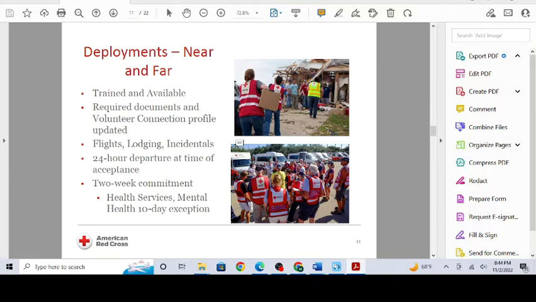The American Red Cross is very kind to have people volunteer. In other words, we're very happy that people are willing to spend their free time and energy to volunteer to help out with the disaster. We are not, however, expecting people to pay to arrive at the disaster location. So the flights, the lodging, and incidentals will be covered. Or I should say the majority of incidentals would be covered.